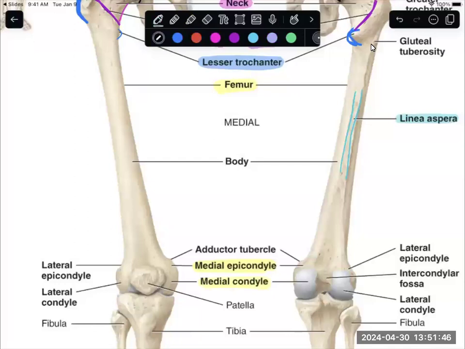So if we see here, the epicondyles are on the side. This condyle, you see it better from the back, is kind of that under part that comes in contact with the next bone down, which is that tibia. We have a lateral epicondyle and a lateral condyle. That lateral epicondyle is on the opposite side as the head of the femur. Those lateral condyles are along that bottom.